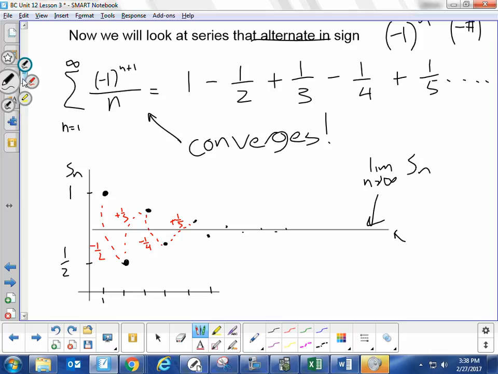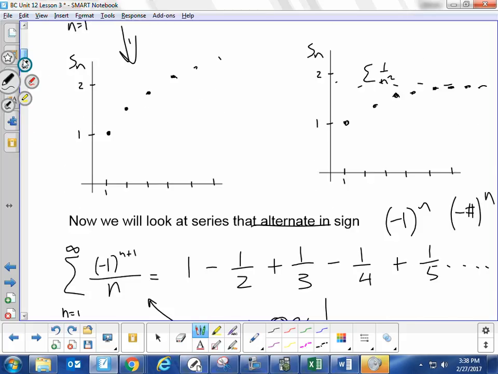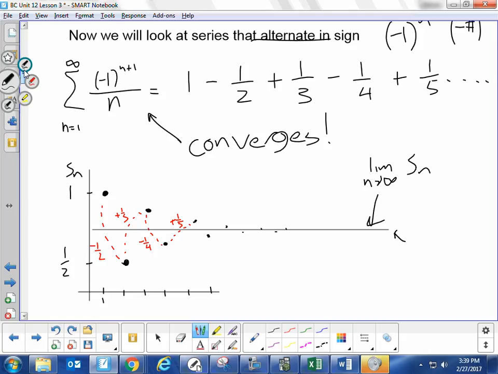Okay? So this is interesting. This is like the harmonic series, 1 over n. Well, 1 over n does not converge. It does not approach a value. But 1 over n squared does. But all of a sudden, if we alternate the signs, we definitely converge. Okay?